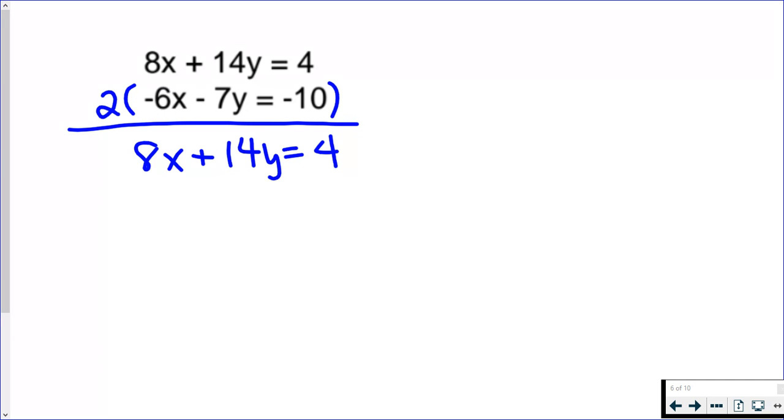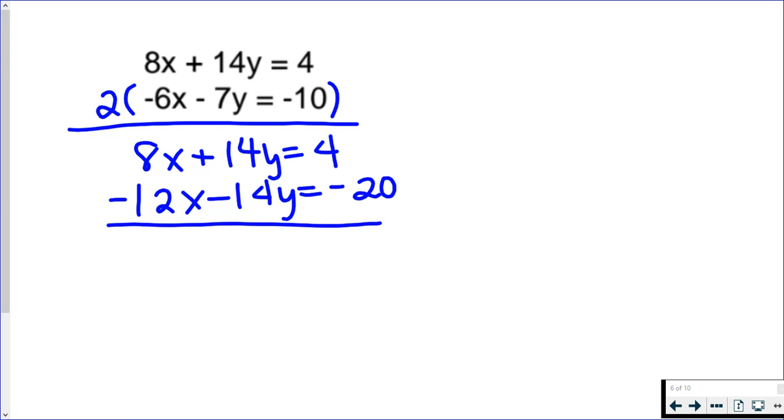So the top equation I'm not even touching. It's still going to be 8x plus 14y equals 4. The second equation, however, is now going to be multiplied by 2. And now I can go ahead with the elimination by adding my x's together, adding my y's together, and adding my constants together.